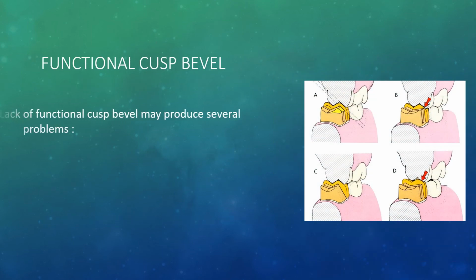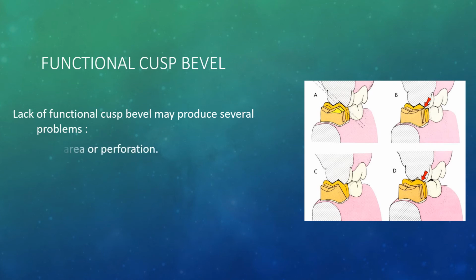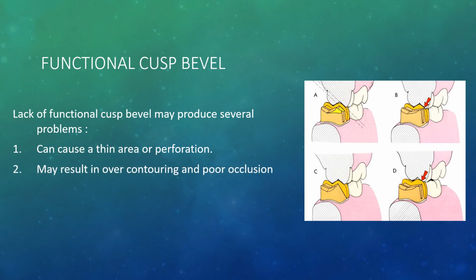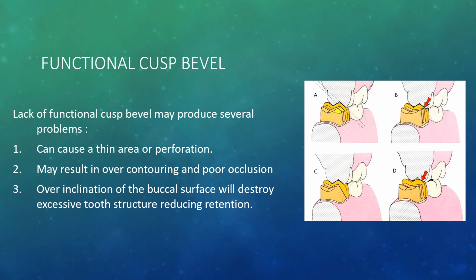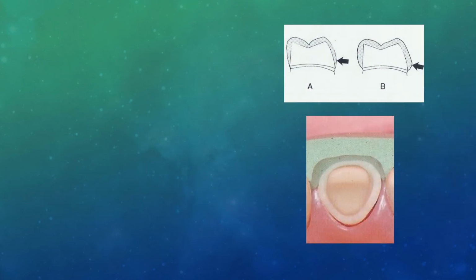So as you have seen in this picture, if there is no functional cusp bevel, what will you be doing? What are the different kinds of problems that might be caused? It will cause a thin area, hence leading to perforation, and it might result in over contouring, so excessive ceramic also, and poor occlusion. Then over inclination of the buccal surface will destroy excessive tooth structure.